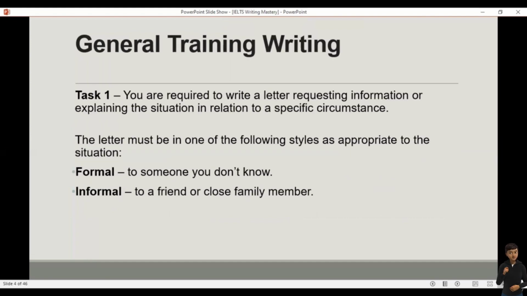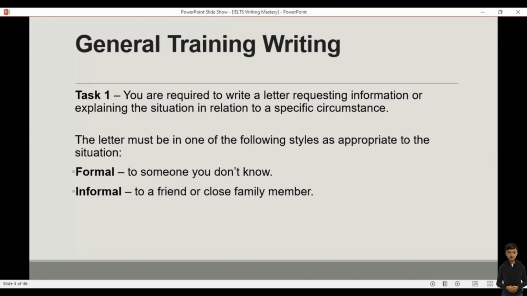Now we are going to go ahead and discuss the general training writing task. For general training writing task 1, you are required to write a letter requesting information or explaining the situation in relation to a specific circumstance. Your letter must be in one of the following styles as appropriate to the situation.